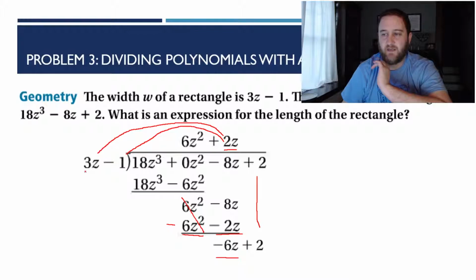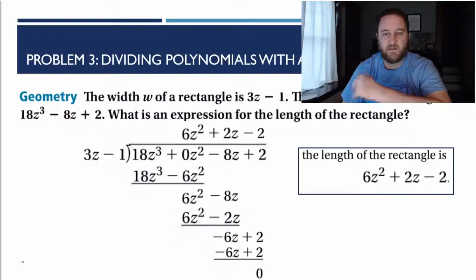And now we're going to see how many times 3z goes into negative 6z. 3 goes into negative 6 negative 2 times, and then z goes into z 1 time. So the next term we're going to add is minus 2.